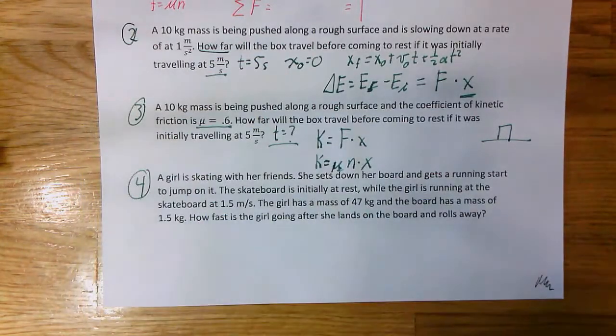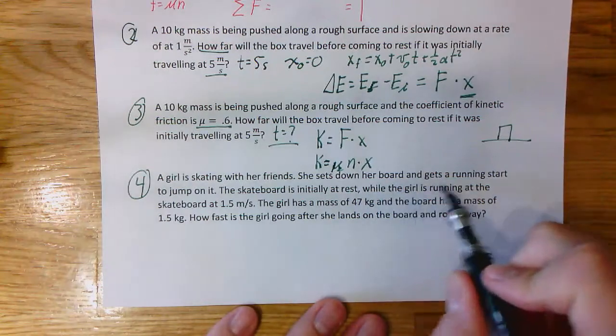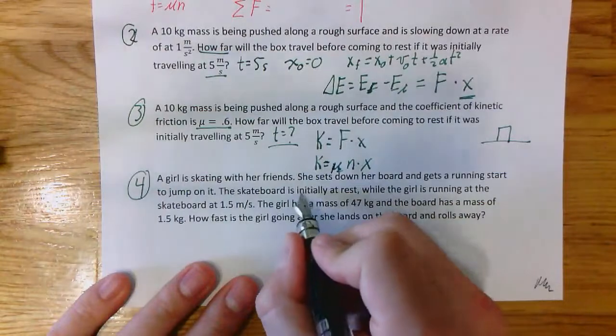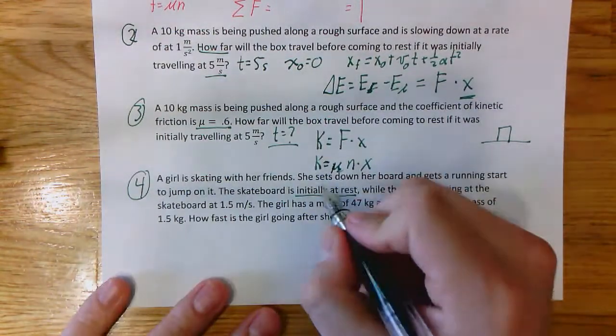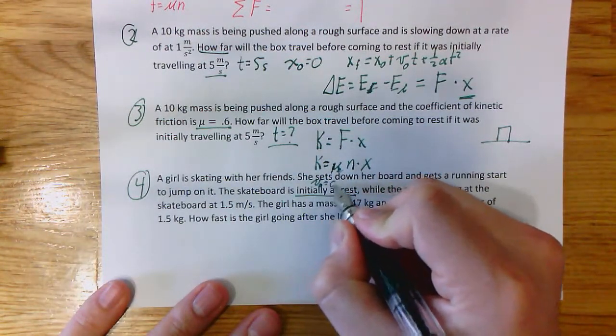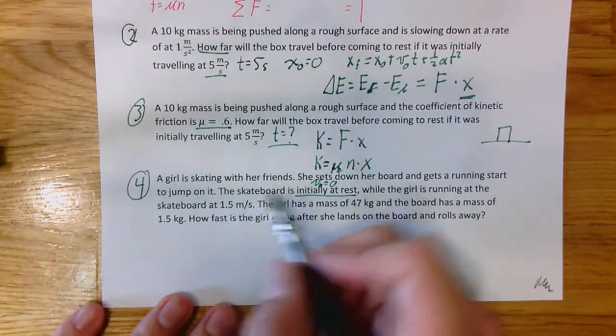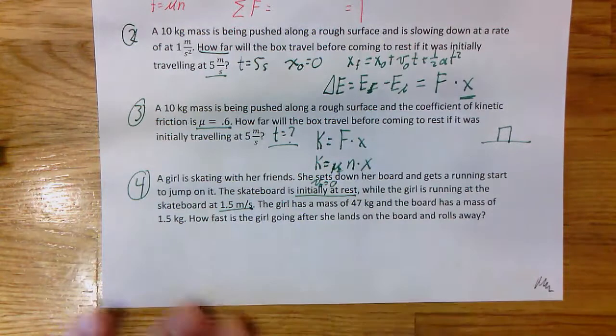Number 4, a girl is skating with her friend. She sets down her board and gets a running start to jump on it. The skateboard is initially at rest. Velocity starts at 0. Okay. While the girl is running at the skateboard at 1.5 meters per second squared.